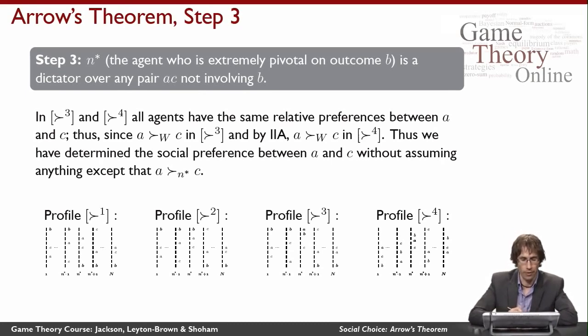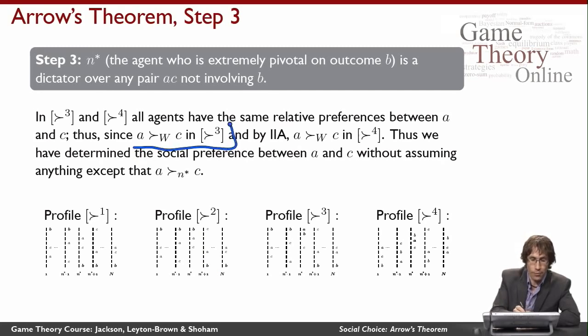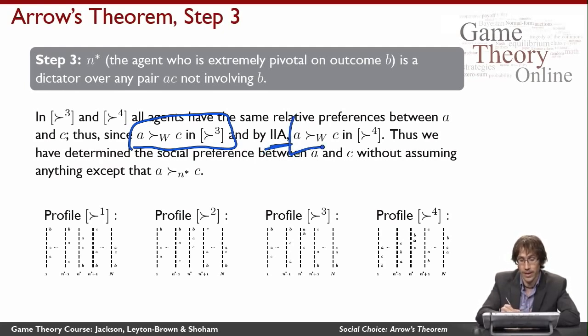Now, what do we do with pref4? Well, in pref3 and pref4, all of the agents have the same relative preferences between A and C. So we've moved things all around, but we've done it in a way that still has all of the agents in 3 and 4 having the same preferences between A and C. And we know that in pref3, the social welfare function has to rank A higher than C. So, by independence of irrelevant alternatives, it must be that the welfare function also ranks A above C in pref4.